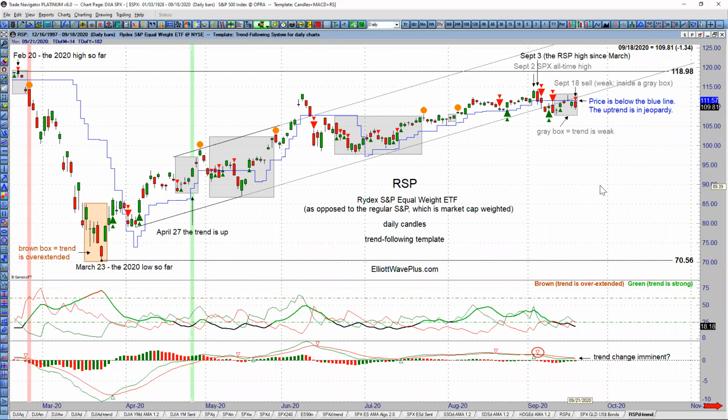RSP, the equal weighted, this is the trend following on it, and it gave us a sell signal on Friday. It is below the blue line, which is the ATR volatility stop indicator, standard settings. And you can see that the MACD line, if it doesn't cross and start moving back up, and it continues to fall down through the 0 line, we'll get a trend change to the downside very soon as well.